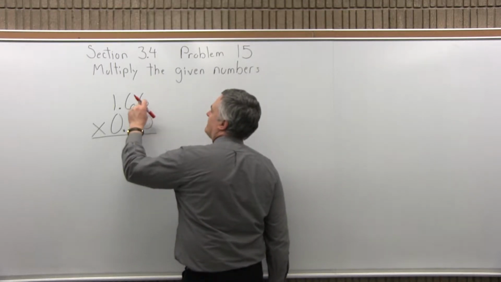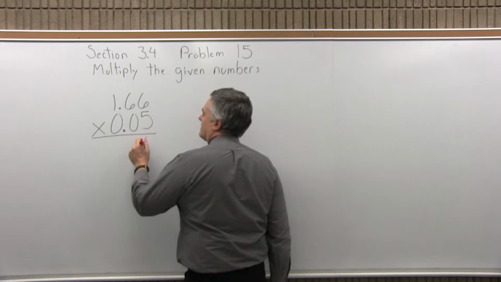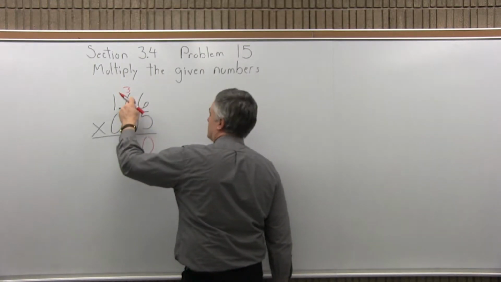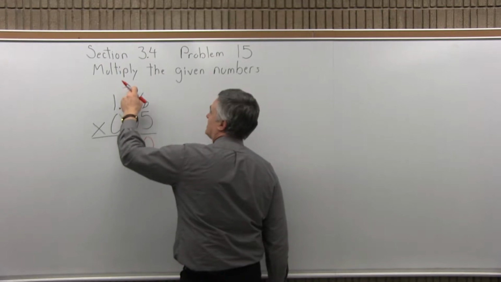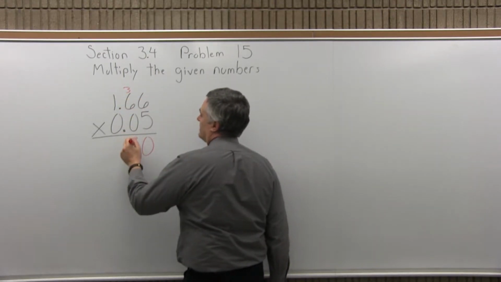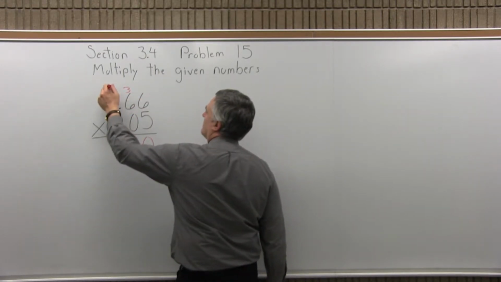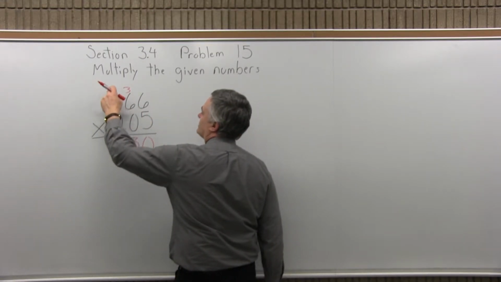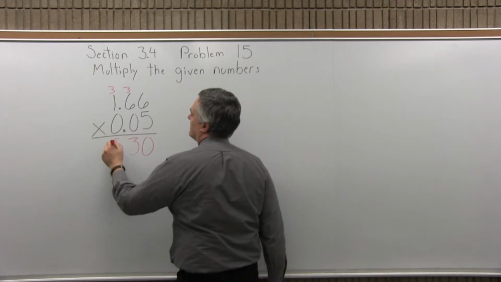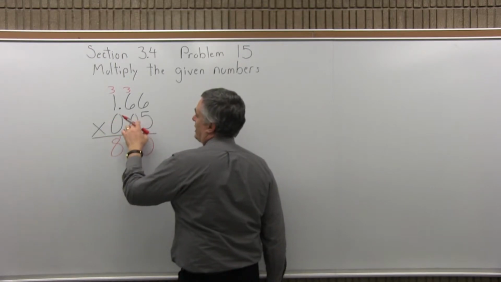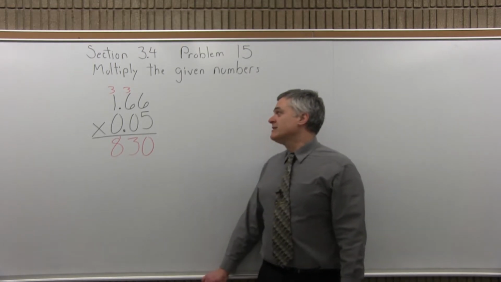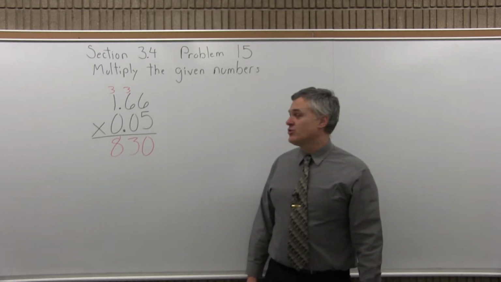So 5 times 6 is 30. Write the 0 for 30, carry the 3. 5 times the next 6 is 30 again, but now it's 30 plus the 3 more that you carried, which is 33. Write the 3, carry the other 3. 5 times 1 is 5. 5 plus 3 more is 8. And now the other zeros really wouldn't change your answer. So really 5 times 166 would be 830.